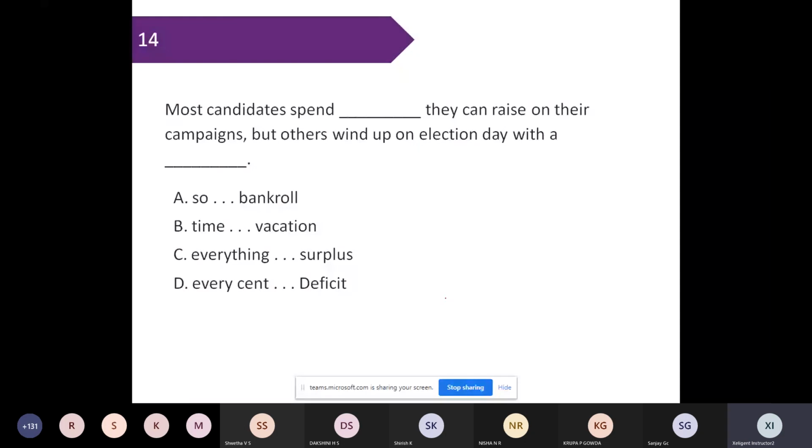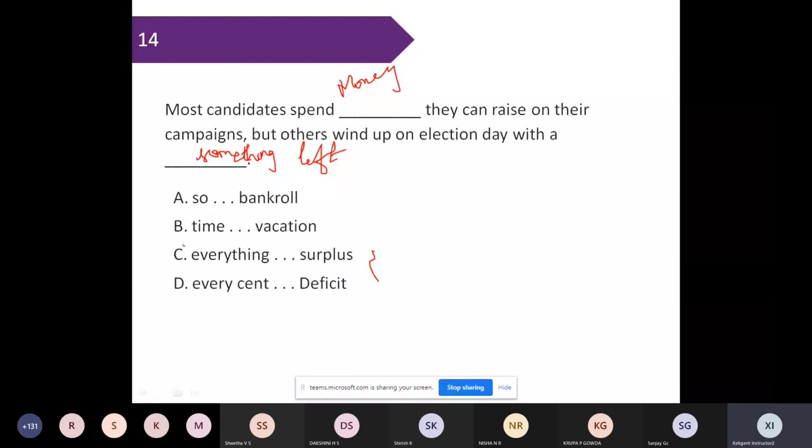Most candidates spend money here. They can raise on their campaigns, but others wind up on election day with something left. So this is what I'm getting now. So I'm placing this as it is, something left. Now we have to check out the options to understand the correct answer. So bankroll. That's not the correct answer because most candidates spend so. If you place so in the first blank, what does so mean? That's not clear, right? So we can't go for option A.